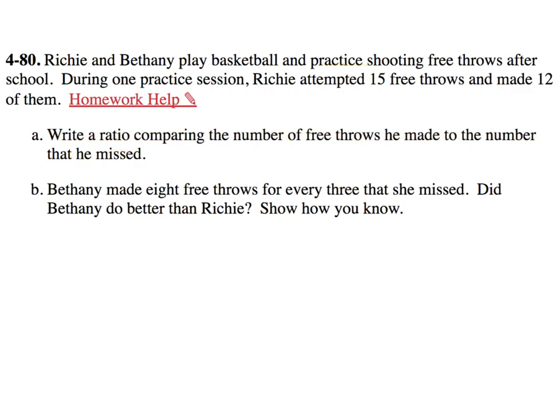So a word problem is an actual story, and specifically the math information is that Richie attempted 15 free throws, however made 12 of them. So that's our math information about Richie. Now in example A, they want us to write a ratio. Remember, a ratio is a special relationship between quantities that we want to write, and the order definitely matters. So a ratio compares the numbers. And in this case, let's take a look. They want the number of free throws to, that's the separator, the number that he missed.